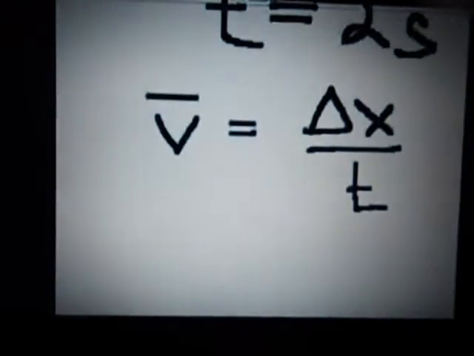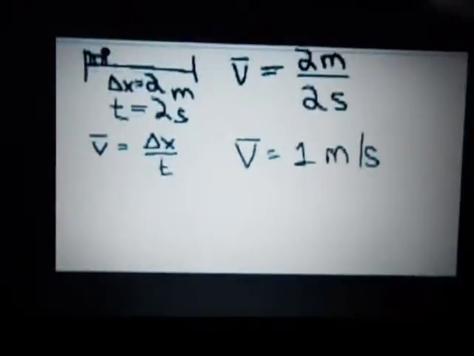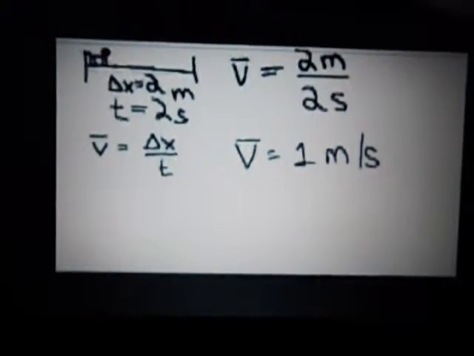The formula we will use to find the average velocity of an object is delta x divided by time. That's average velocity. So when you substitute the numbers into the equation, you have 2 meters divided by 2 seconds. Her average velocity running that distance is 1 meter per second.